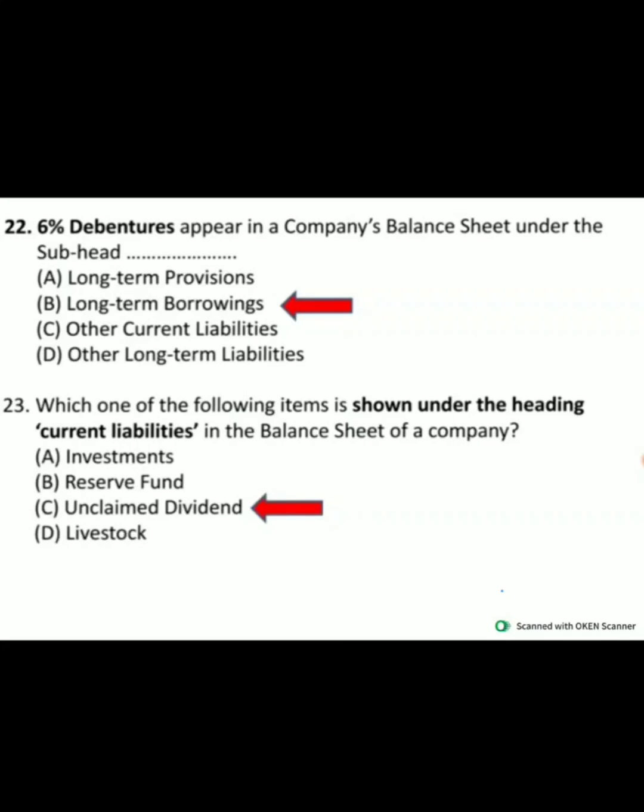Which one of the following items is shown under the head current liability in the balance sheet of a company? Investment is an asset, not a liability. Reserve fund is a part of shareholders' fund, not a liability. Unclaimed dividend is a current liability. Livestock is not a current liability.